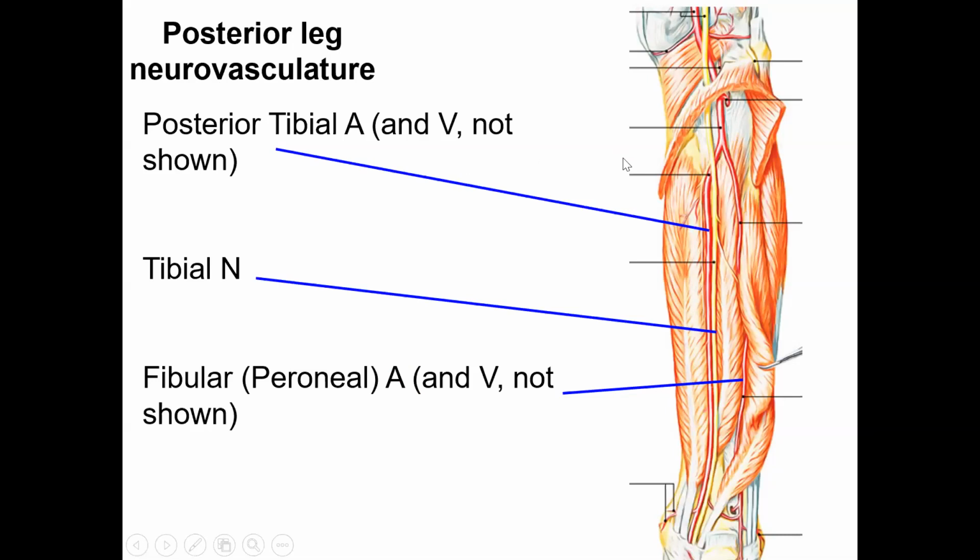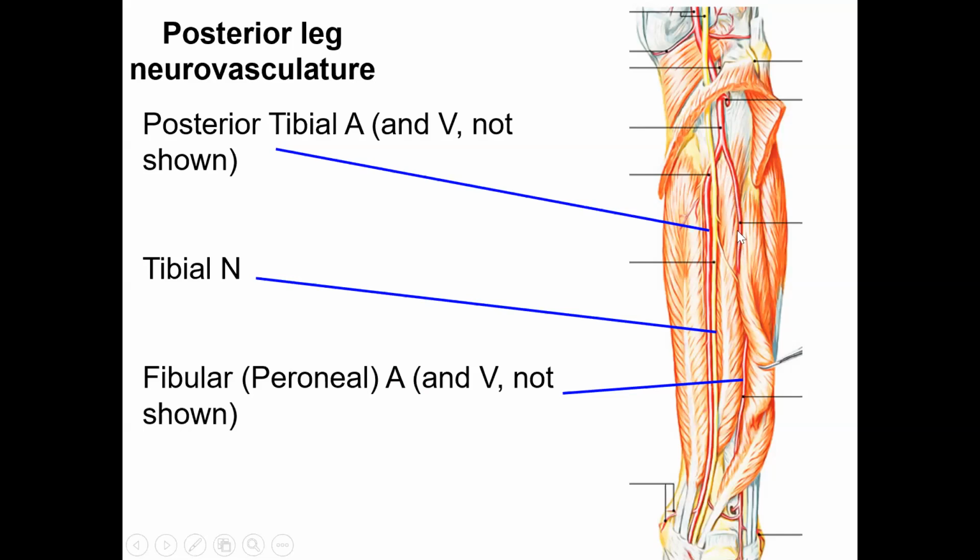So the popliteal artery branches into the posterior tibial artery, and posterior tibial vein is what the popliteal vein will branch into. And then we've got the tibial nerve, which continues descending here, running alongside this posterior tibial artery. Now on the lateral aspect of the leg, we've also got the fibular artery and fibular vein. So once again, the veins are not being shown here, but they're running alongside the accompanying arteries.